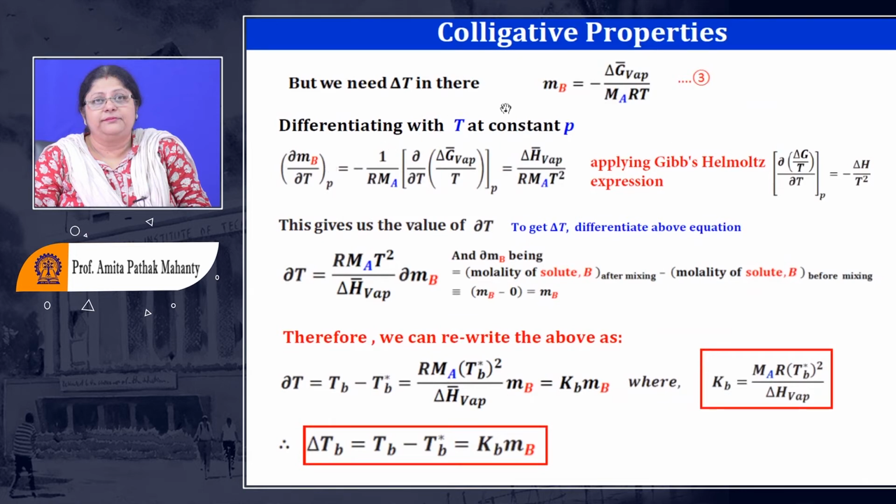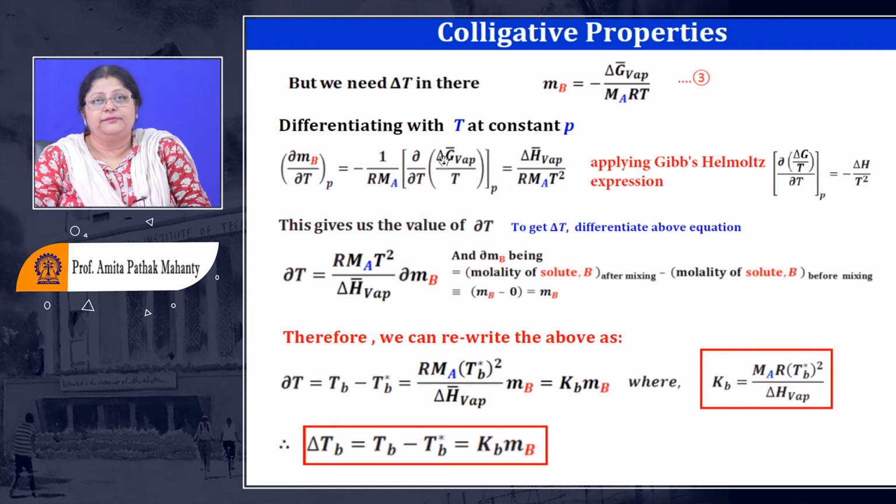If I differentiate this side, I get the change in the molality of the solute with respect to temperature at constant pressure. This side I can take R and M as separate, and differentiate delta chi vaporization by T with respect to T. And if you remember the Gibbs-Helmholtz equation, the change in delta G per T with temperature at constant pressure is nothing but minus delta H by T square.